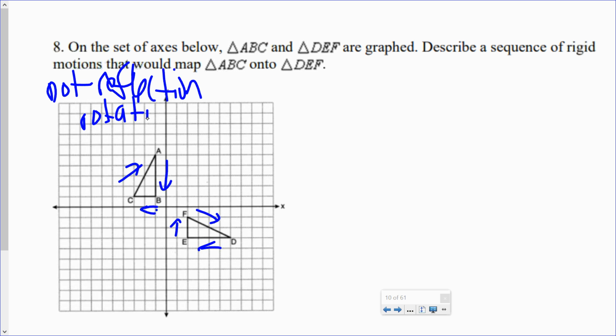So we have to use a little bit of geometric common sense as far as how much we're rotating it. We want ABC onto DEF. It looks like it's going 90 degrees clockwise. I don't like clockwise. I like counterclockwise because I know my rules for counterclockwise.